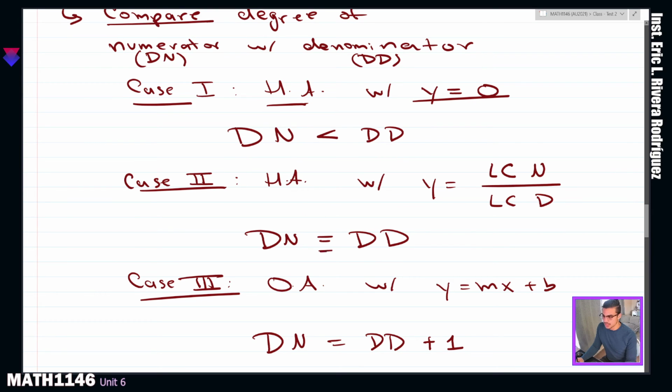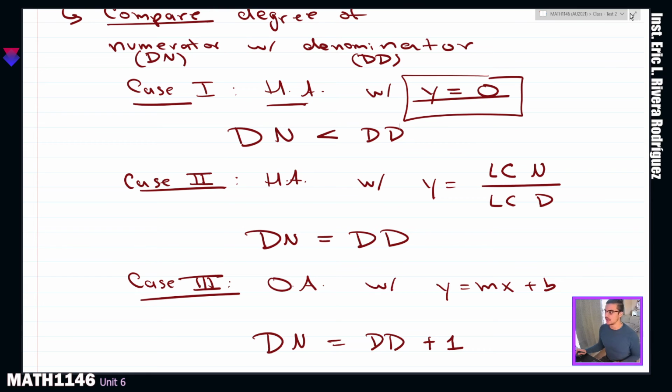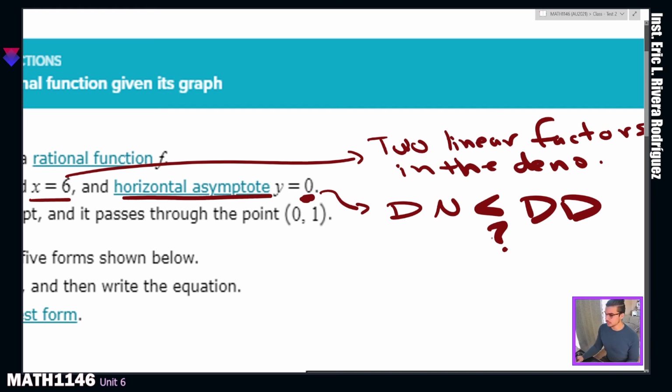Okay, when they are equal, then the horizontal asymptote will be the leading coefficient of the numerator over the leading coefficient of the denominator. So y equals 0, here is the key concept, tells us that the degree of the numerator needs to be less than the degree of the denominator. Degree of numerator less than degree of denominator. Okay.